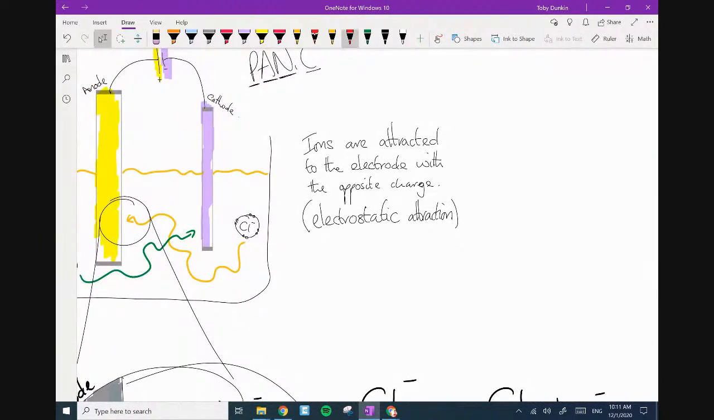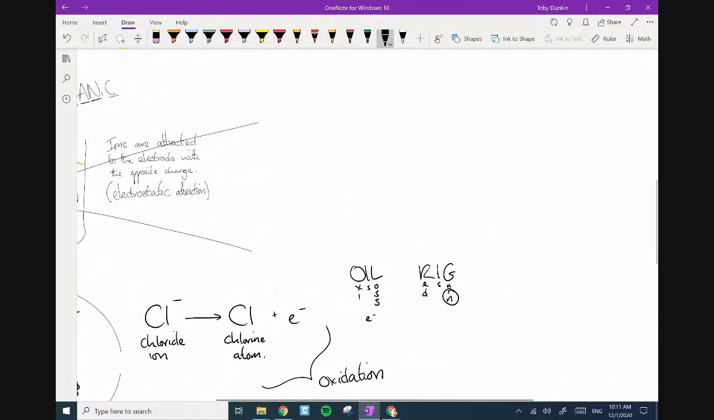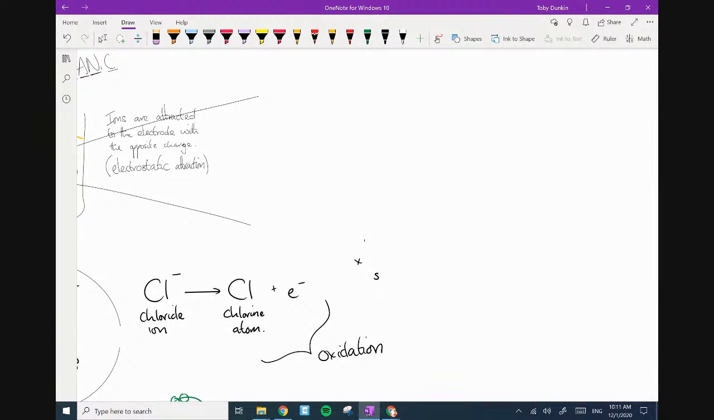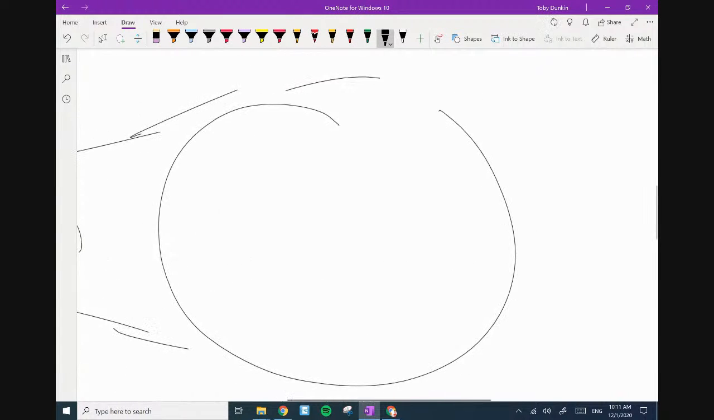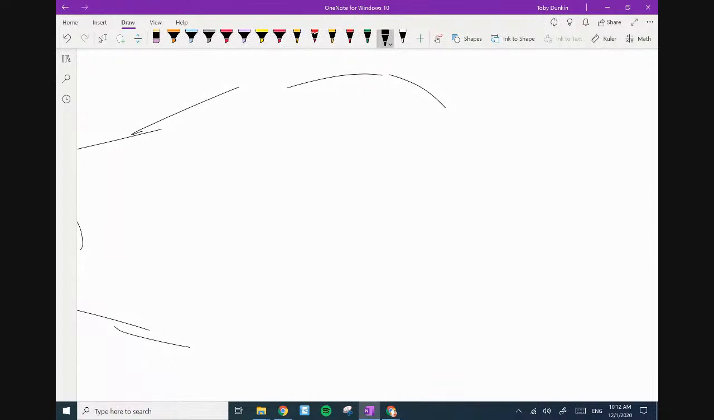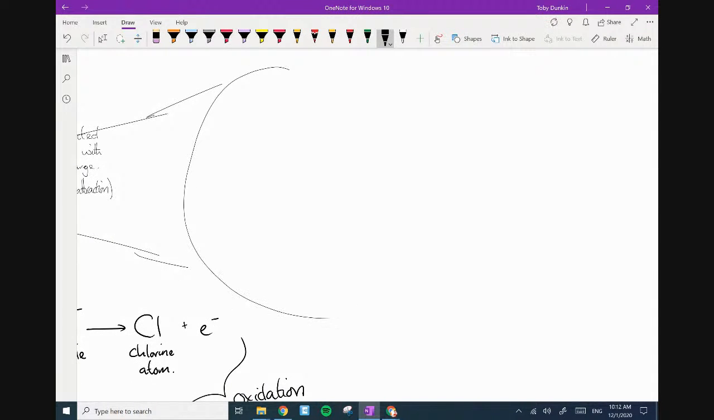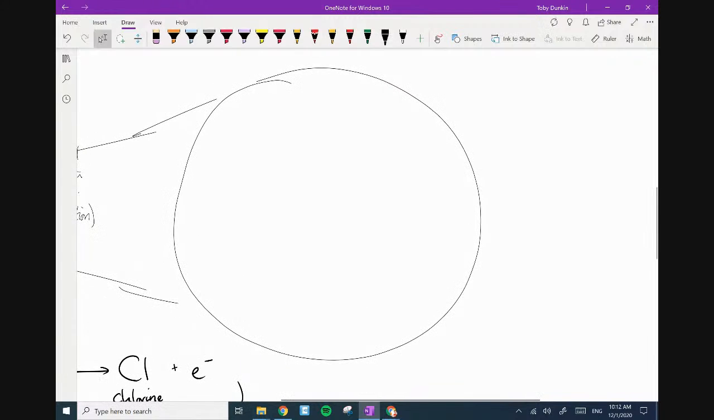So let's zoom in. We're nearly at the end of the lesson. Right, so what does this one look like? Oh, it's going to ruin that, isn't it? Right. So now we're going to swing over onto the other side. We've got another graphite electrode.